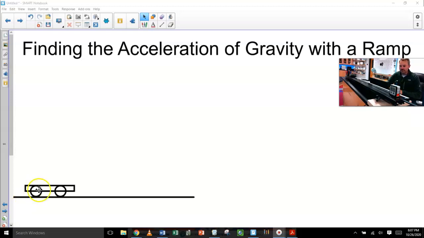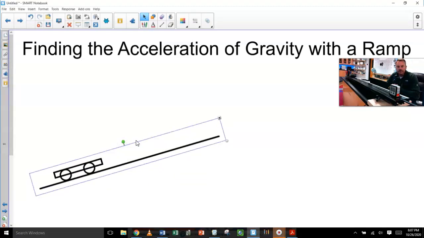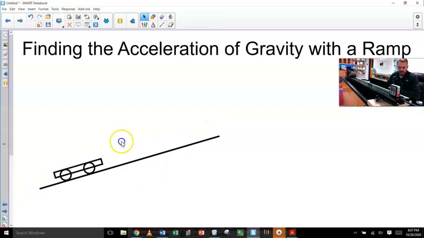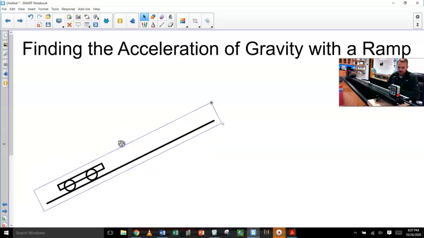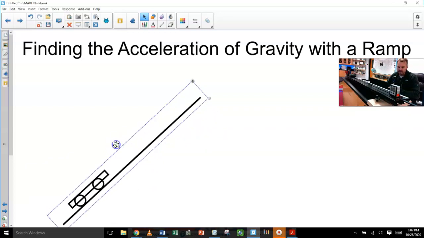What I'm going to do, this car up the ramp, I'm going to progressively increase the incline, so maybe 2 degrees. Find the acceleration. I'll increase it to maybe 6 degrees. Find the acceleration. I'll increase it to 8 degrees. Find the acceleration. 10 degrees, and so on. I'm going to keep stepping up the angle, finding the acceleration.